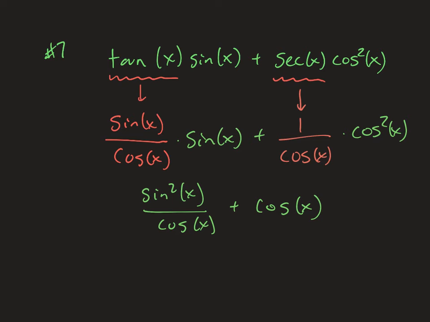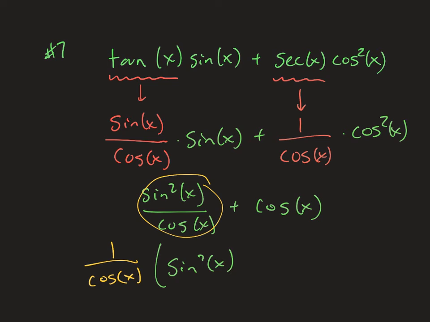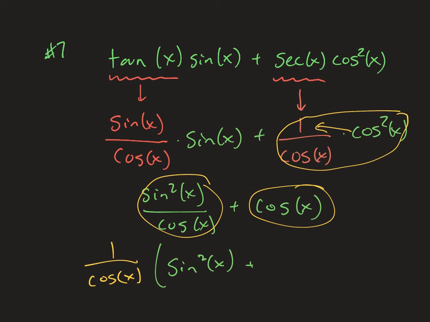I'm going to pull out a 1 over cosine x. And when I do that, I have a 1 over cosine of x in this expression, so I'm going to factor that out. And that leaves me with sine squared of x. I do not have a 1 over cosine of x in this expression. However, if we backtrack to here, and I just stick this thing on top, I have a cosine squared x over cosine x, and that leaves me with a cosine squared x.